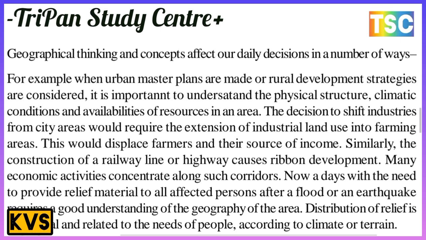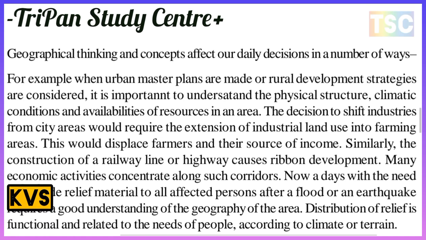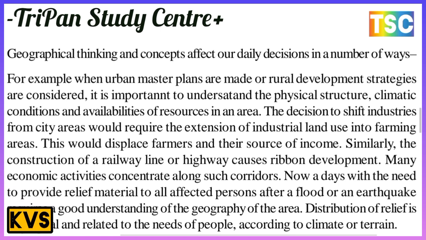Similarly, the construction of a railway line or highway causes ribbon development. Many economic activities are concentrated along such a corridor. Now, there is a need to provide relief material to all the affected persons after a flood or an earthquake. This requires a good understanding of the geography of the area, and the distribution of relief is functional and related to the needs of the people according to the climate and terrain.